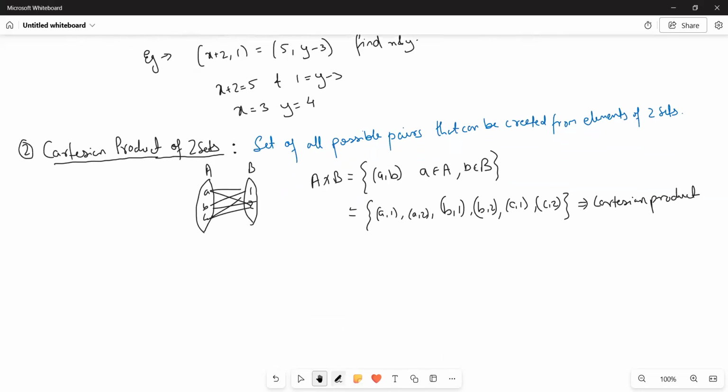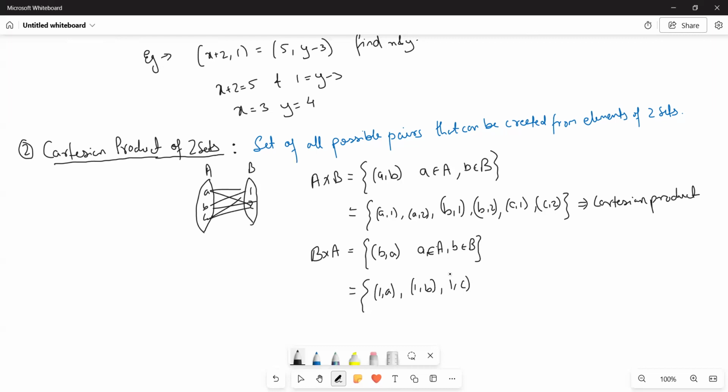Just as we have defined the Cartesian product for A cross B, we can also have the Cartesian product of B cross A. B cross A would imply that the first element comes from set B and the second element comes from set A. So the pairings in this case would be (1, a), (1, b), (1, c), and then (2, a), (2, b), (2, c).